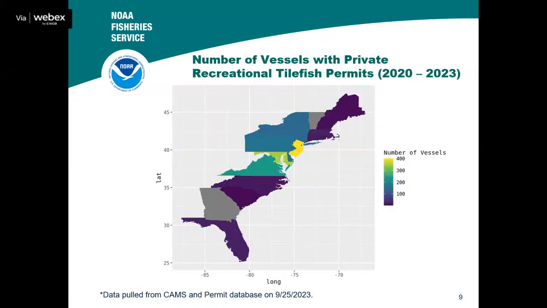This is the number of vessels with a permit by state, and this is in this map here. State is linked to the home state of the vessel. So, most of the vessels being registered out of New Jersey, Maryland, Virginia, Pennsylvania, New York State, as I think we would expect. Next slide.